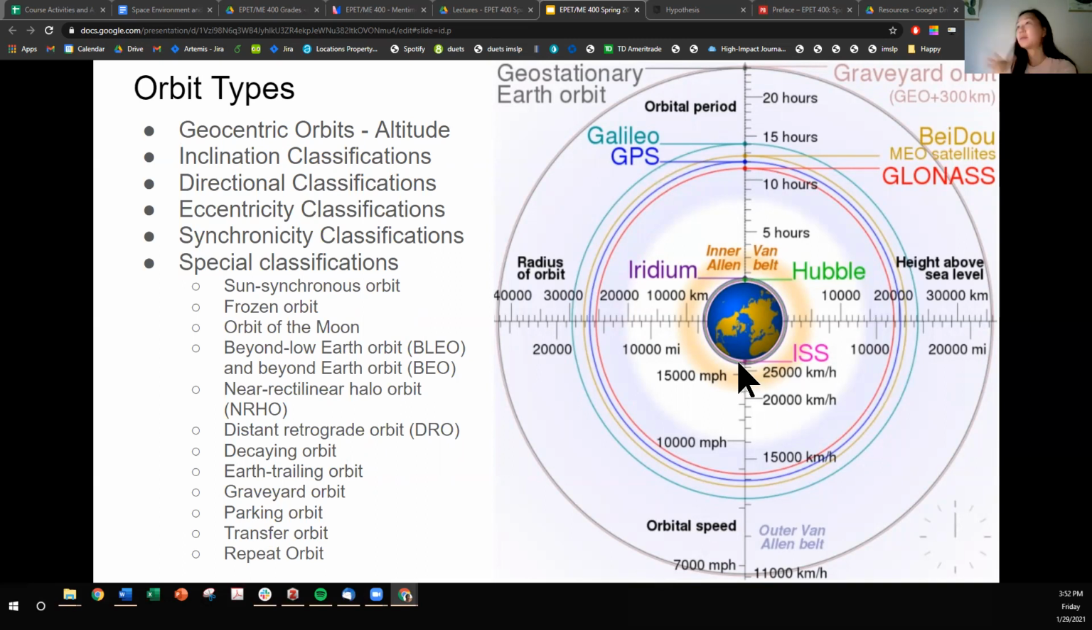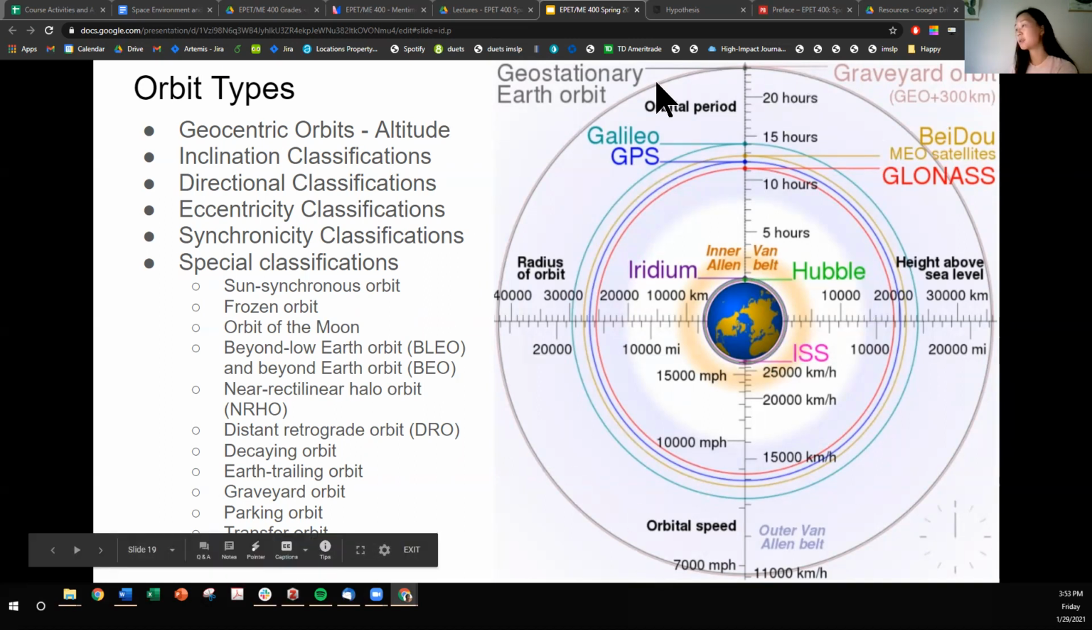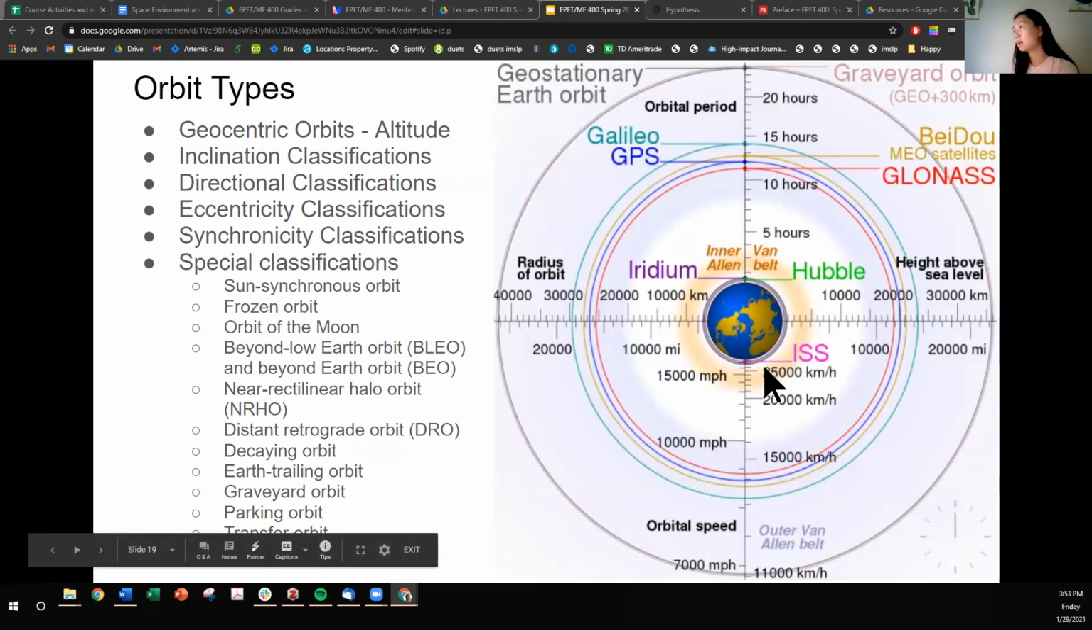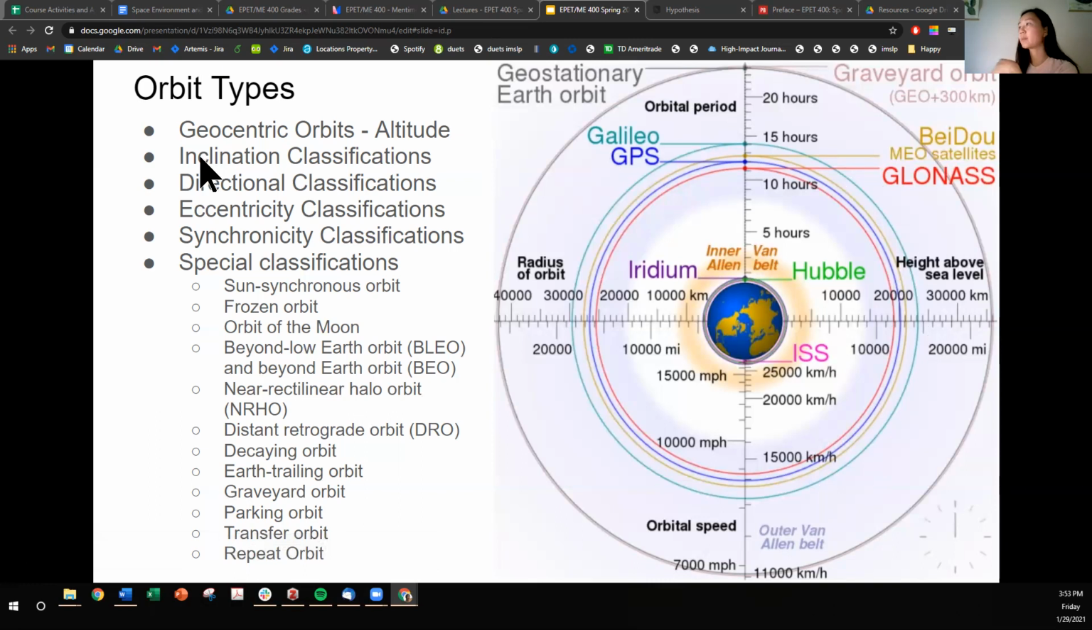The low Earth orbit, where the ISS is, is LEO. Let's see, we just talked about geostationary, that's another geocentric. There's also mid-Earth orbit, somewhere between low Earth and high Earth.